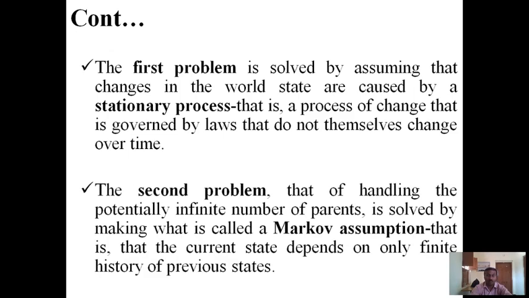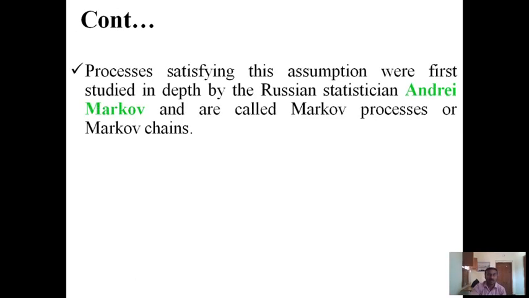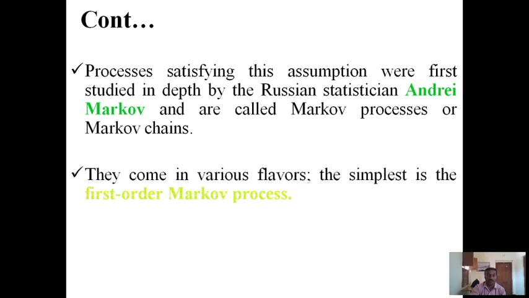The second problem, that of handling the potentially infinite number of parents, is solved by making what is called a Markov assumption. That is, the current state depends on only a finite history of the previous states. The processes satisfying this assumption were first studied in depth by the Russian statistician Andrey Markov and are called Markov processes or Markov chains. They come in various flavors.